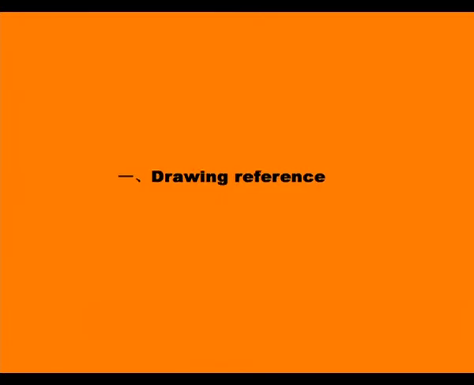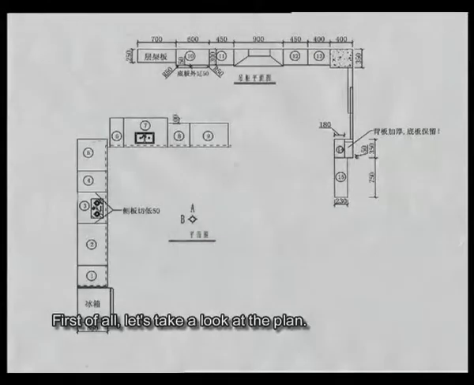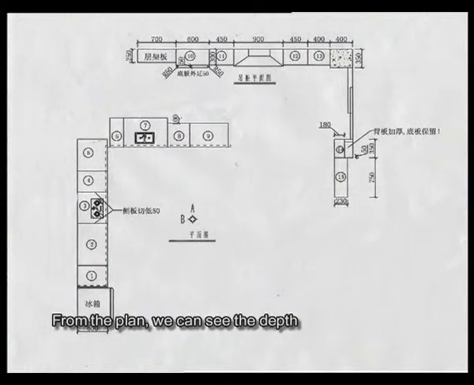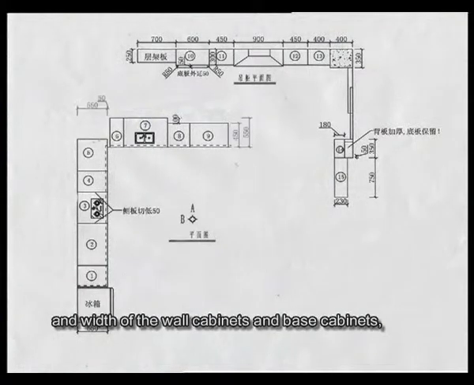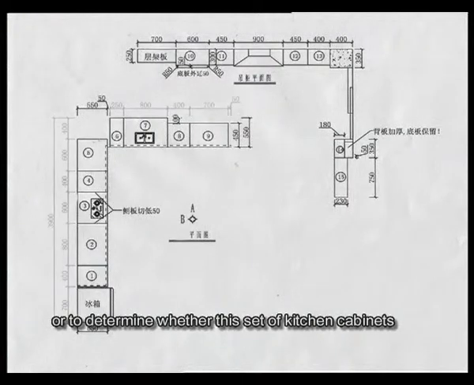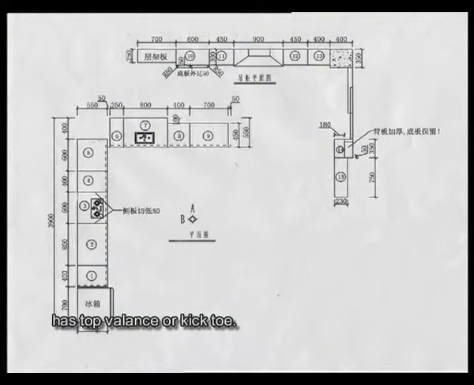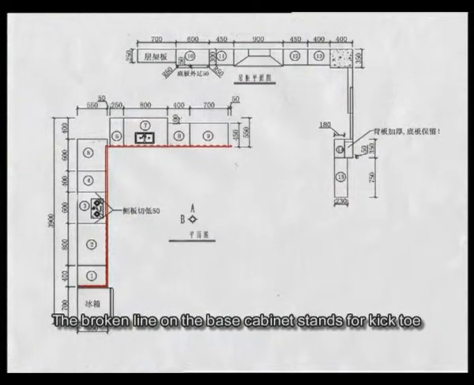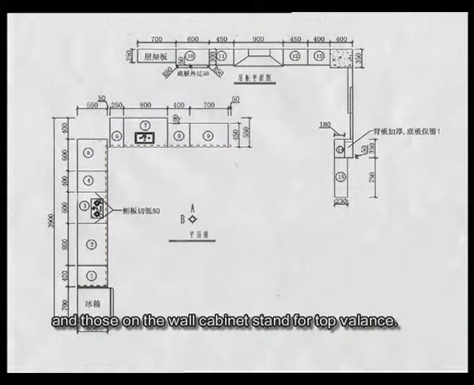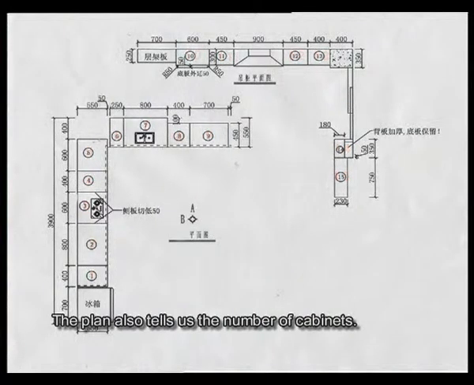1. Drawing references. First of all, let's take a look at the plan. From the plan, we can see the depth and width of the wall cabinets and base cabinets, or to determine whether this set of kitchen cabinets has top valance or kick toe. The broken line on the base cabinet stands for kick toe, and those on the wall cabinet stand for top valance. The plan also tells us the number of cabinets.